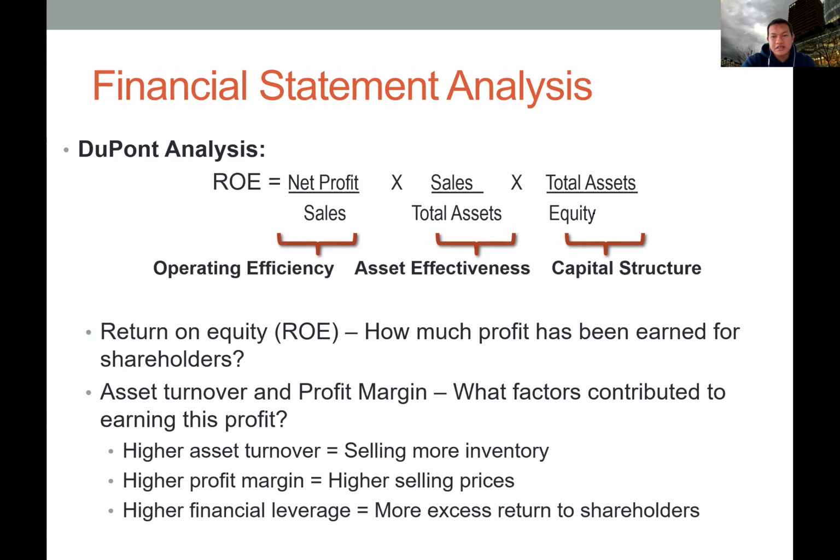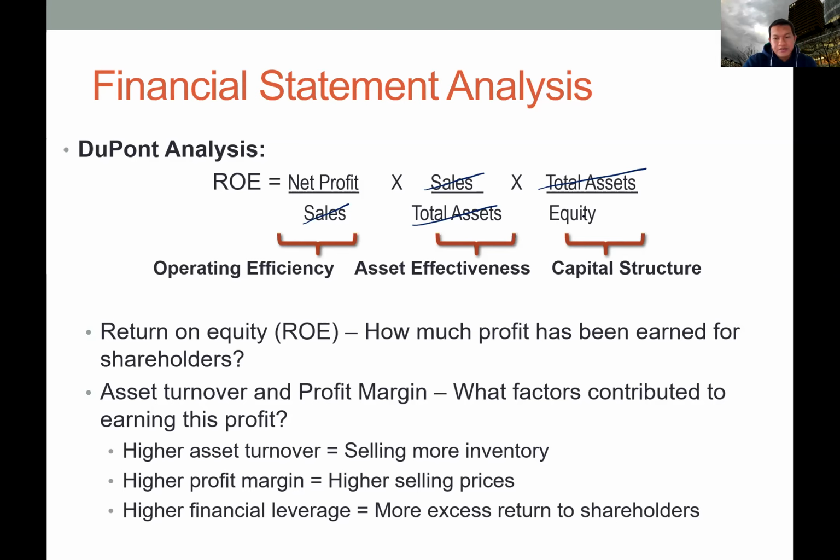Okay, so we multiply these 3 components, and the sales will simply be cancelled out, right? And the total asset will also be cancelled out. So we end up with the net profit divided by the equity, which is the return on equity. This simple formula basically tells us many things, right? It tells us the operating efficiency, asset effectiveness, and also the capital structure. So it's a really important ratio for investors or shareholders in managing their investment.